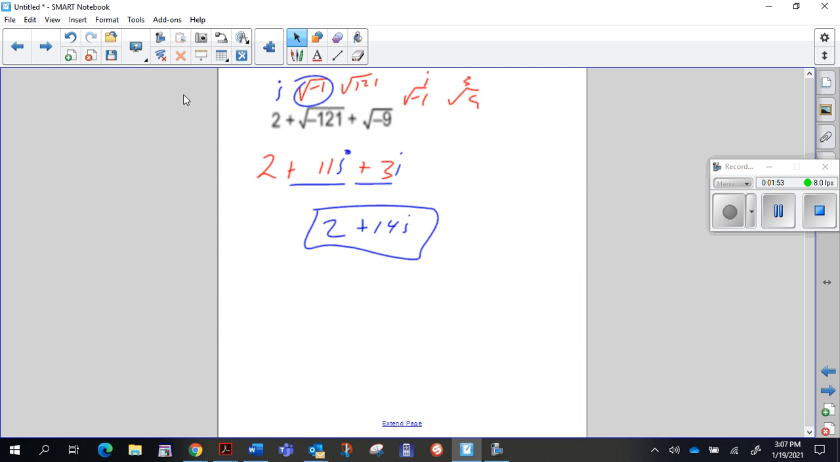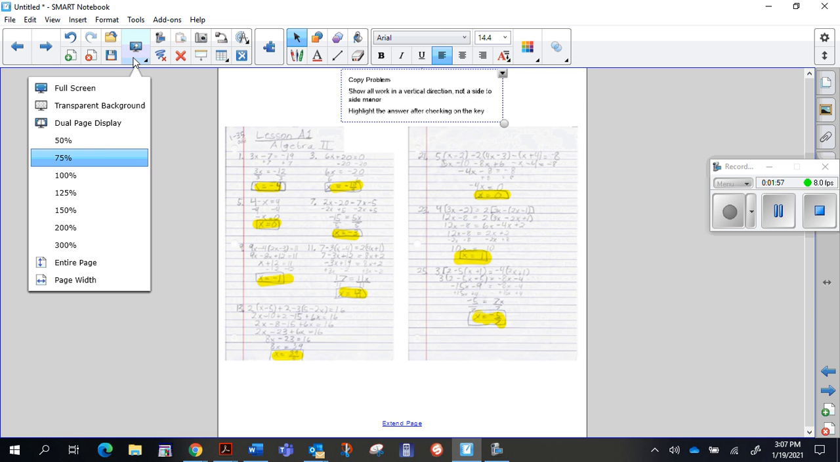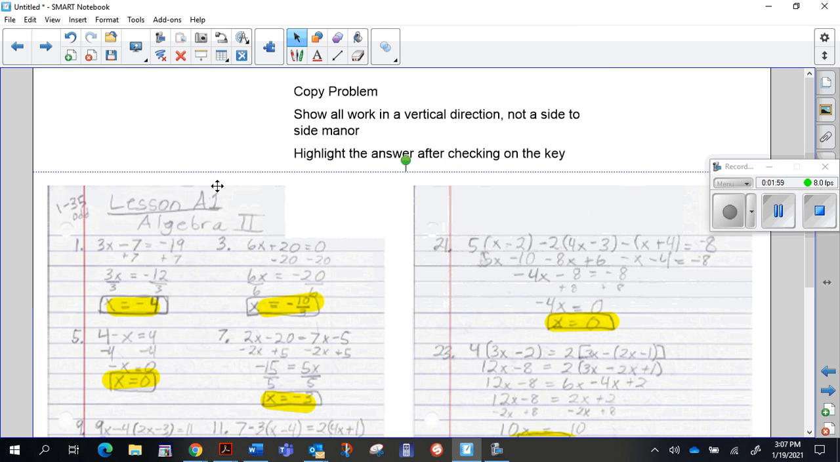Other things you need to remember. Not to click too many times. You can zoom in a little bit here. Your first step anytime you do a homework assignment is to copy the problem. Your next step is to show the work vertically. Vertically means up and down.